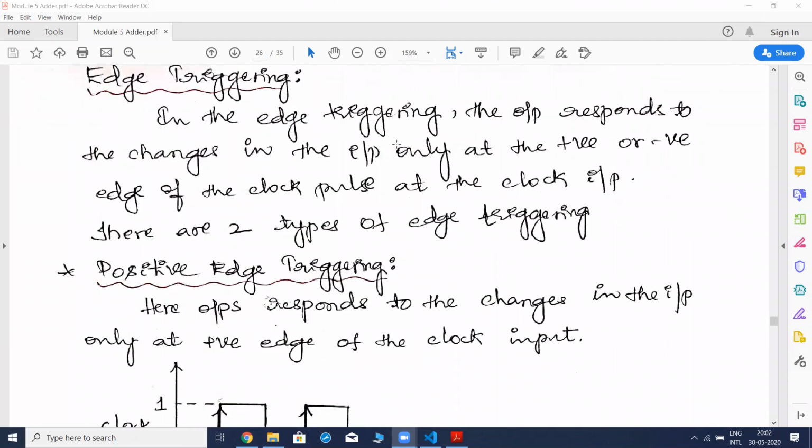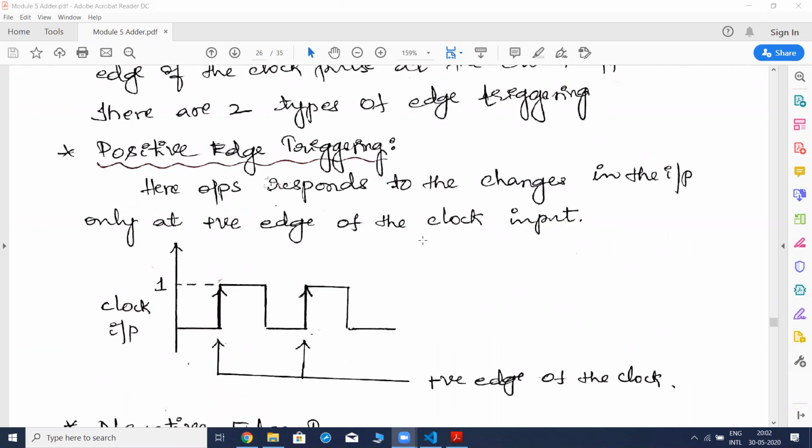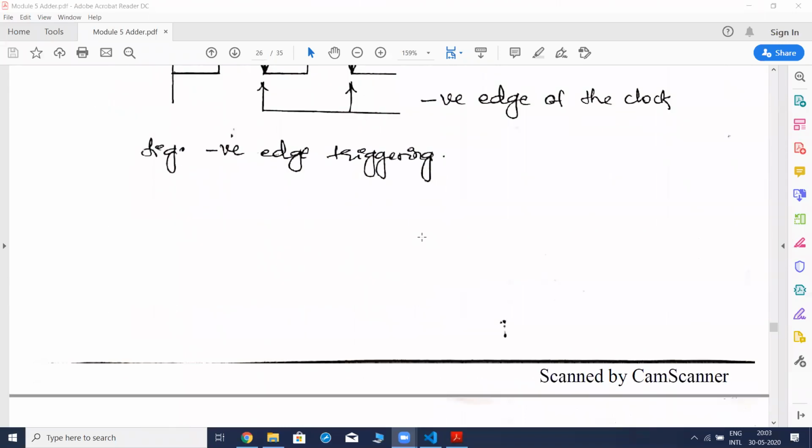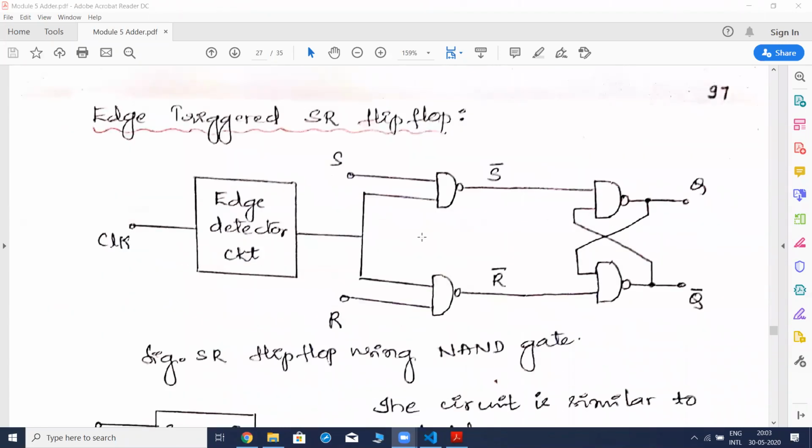So in order to make them active, we need to trigger them. For triggering, there are two types: level triggering and edge triggering. Level triggering is given to the latches. Edge triggering is given to the flip-flops. Right? Okay, now our discussion starts for the flip-flops. Till now we have seen latches. So now let us move on to see the flip-flops.